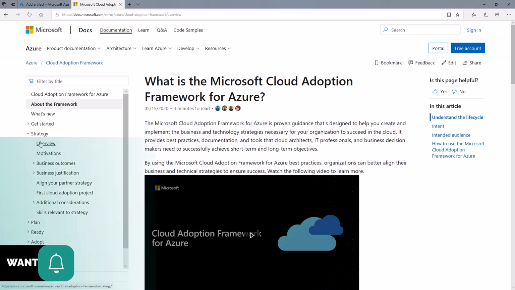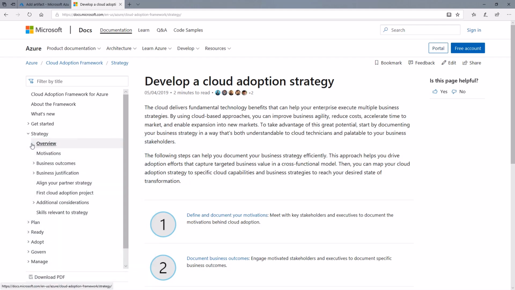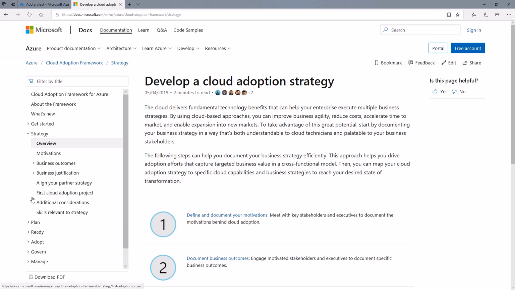So, strategy. What is your business objective? Why are you moving to the cloud? What do you hope the outcomes to be? And you can see we've got lots of pages about each of these various questions and considerations.